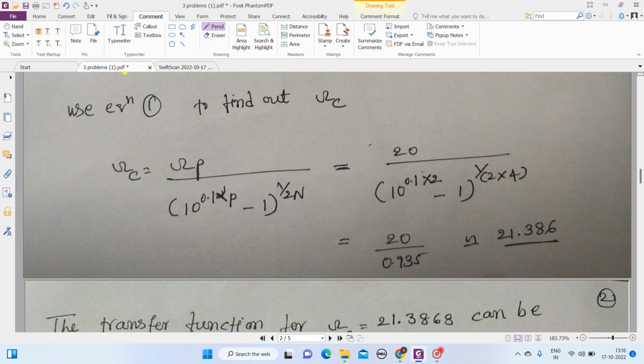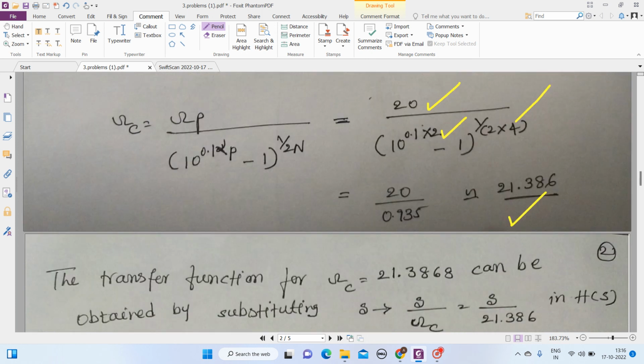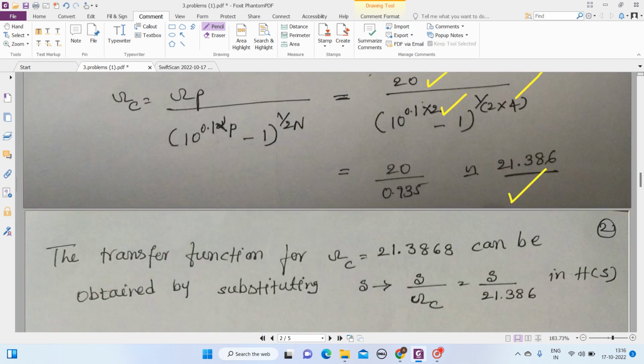Okay, so the order of the filter is 4, right? So these things you have to substitute in equation 1, use the calculator and solve this problem to find out the cutoff frequency. The new cutoff frequency is 21.386 radian per second. Just don't forget to write the unit.